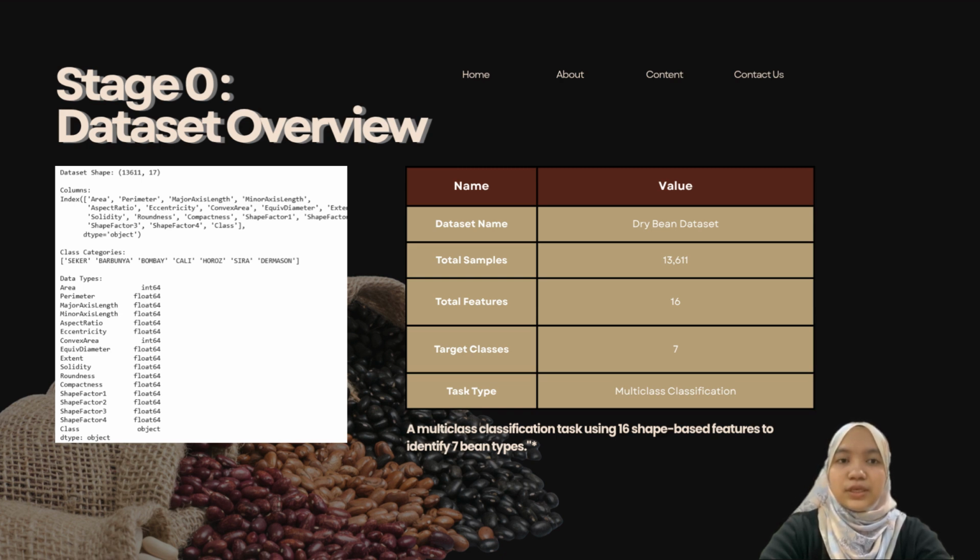The features are shape-based measurements extracted from bean images, such as area, perimeter, major axis length, minor axis length, compactness, and aspect ratio. The goal of the project is to train machine learning models that can accurately classify bean types based on these geometric characteristics.